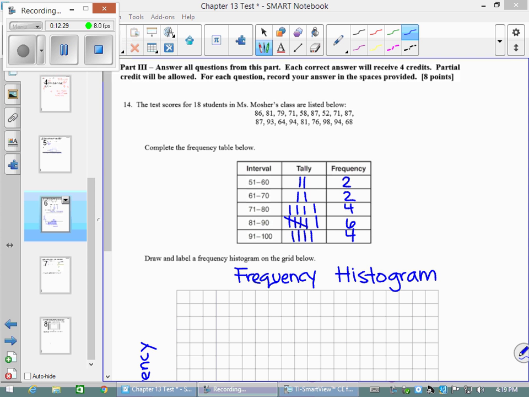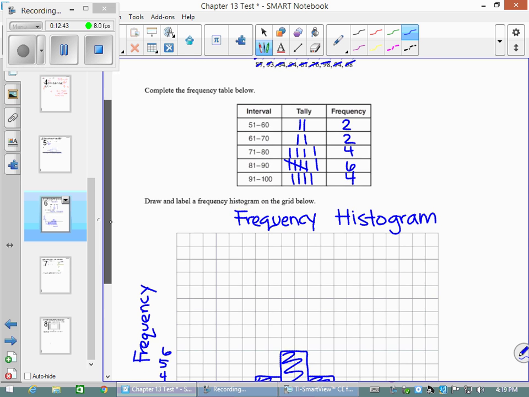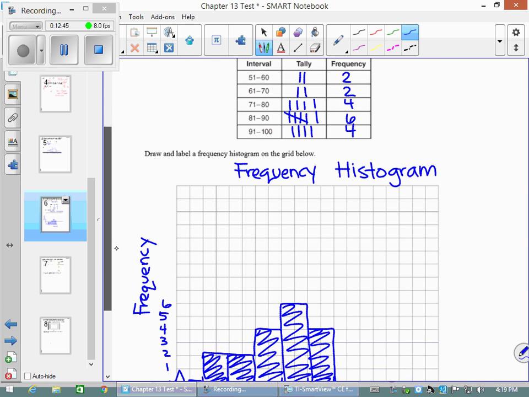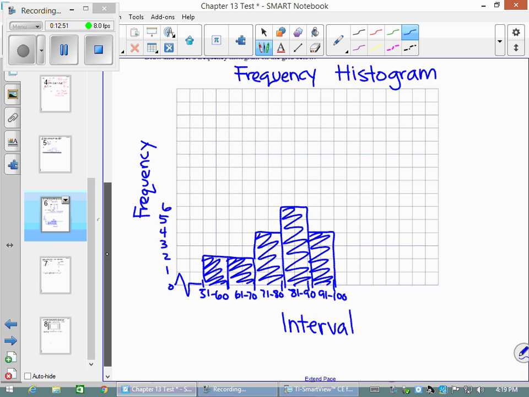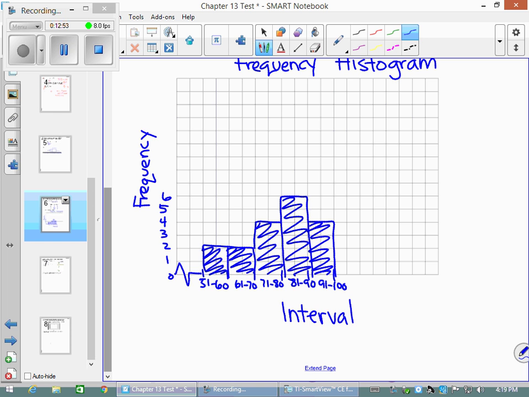And what I would advise you doing is, as you're filling out this frequency table, to just be crossing off the scores as you count them, so that you are accurately filling in your frequency. Then you are asked to draw and label a frequency histogram. So the labeling comes from giving yourself a title. This would just be called a frequency histogram, where the frequency is acting as our y-axis and the interval is on our x-axis. I went up by 1s on the y-axis.